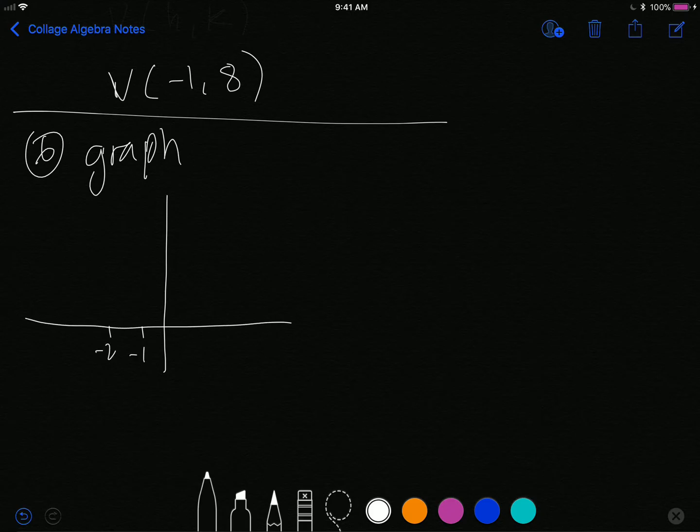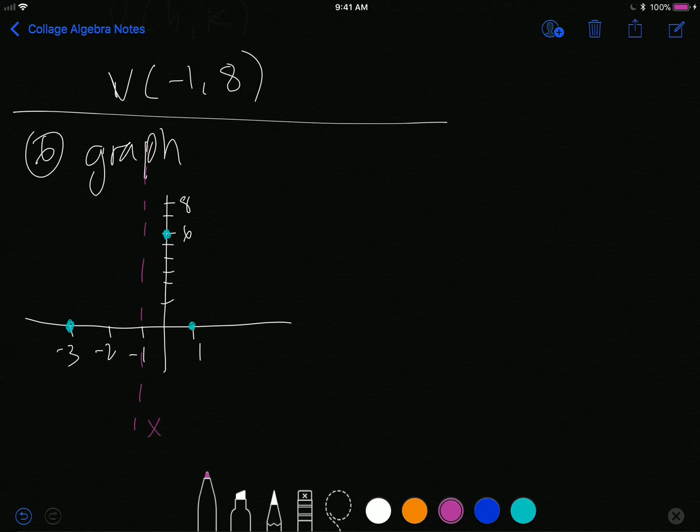Negative 1, negative 2, negative 3, 1, 1, 2, 3, 4, 5, 6, 7, 8. The graph opens downwards. The y-intercept was at (0, 6). That's right here. The x-intercepts were at 1 and at negative 3. The axis of symmetry was at negative 1. That should cut the graph in half.